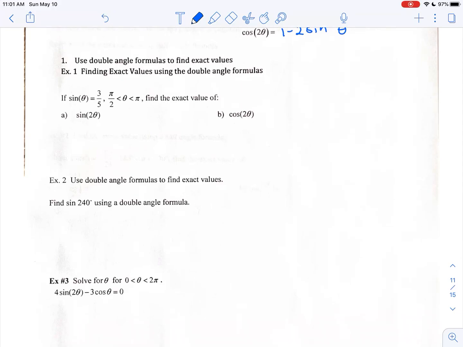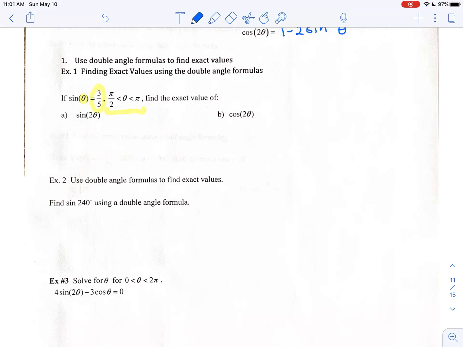Okay, we're on the first example of finding the exact values using double angle formulas. Sometimes you're given information on a single angle measure theta, and this is the challenging part for students. Here, sine of theta is equal to 3/5. It's similar to the problems we saw in the previous chapter, where you have a description of where theta is.